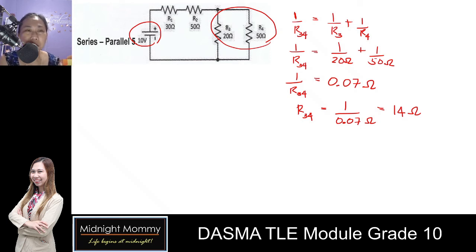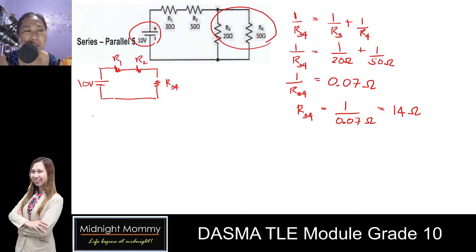Okay, so next one, titingnan natin ano. So, kung ito yung circuit mo kanina, okay, so i-redraw ko lang siya para makita nyo na kung ano yung connection. So, ito na si R1, ito si R2. So, itong dalawang to pinagsama na natin, kaya ito na ngayon si R3, 4. Ayan, ito na si R3, 4. So, kung mapapansin nyo, itong tatlo na to, naka-series connection na siya.